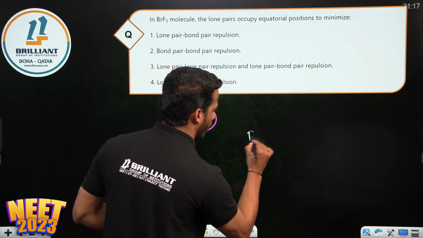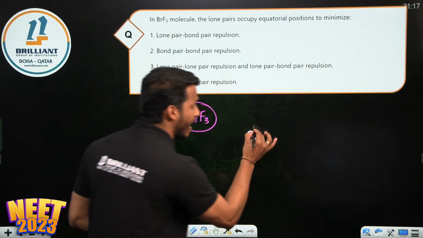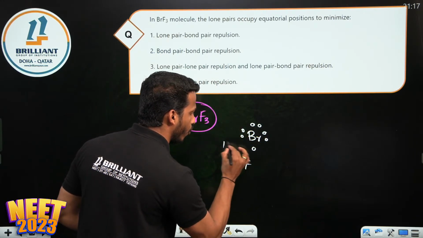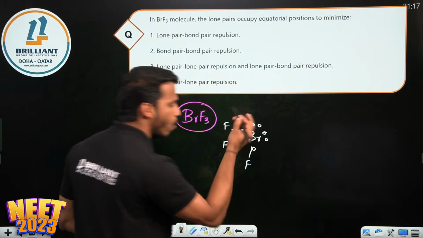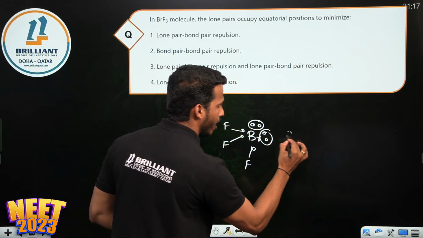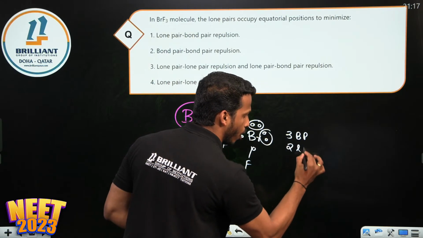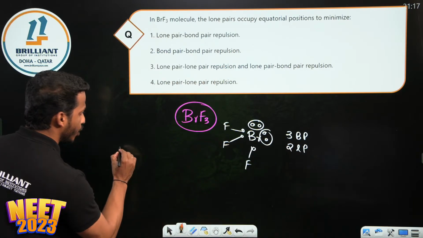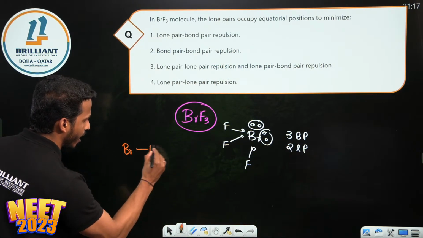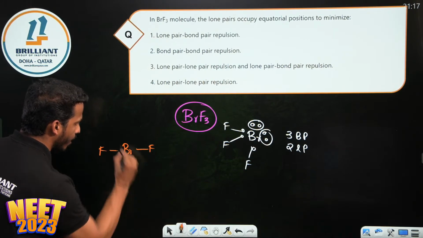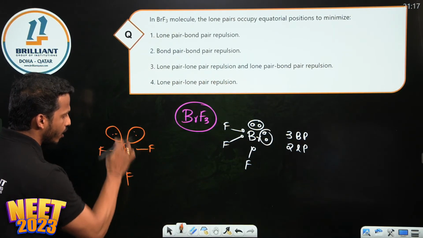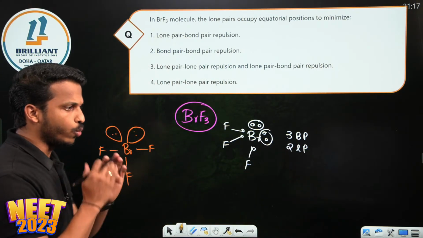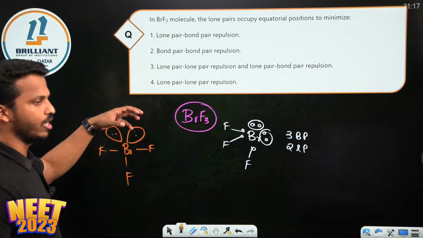Let me draw the shape of the molecule, Br. You know bromine is a halogen, so valence electron is 7. It is surrounded by 3 fluorine atoms, each fluorine requires 1 electron, so they contain 3 bond pairs and 2 lone pairs. What is the shape? We can say it has a T shape, BrF3. It has a T shape, based on trigonal bipyramidal geometry. Now, in order to minimize which repulsion are they existing in this way?